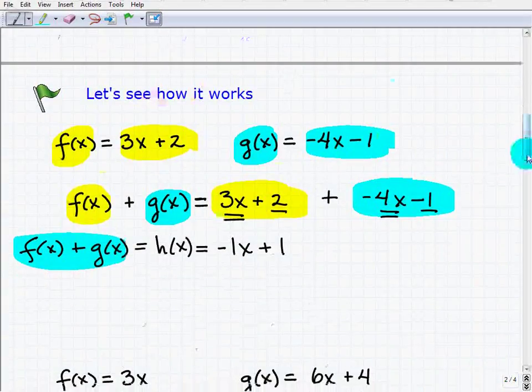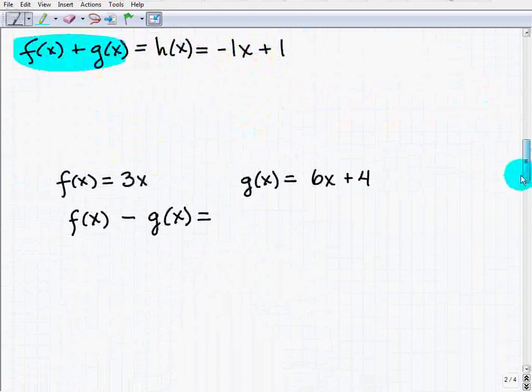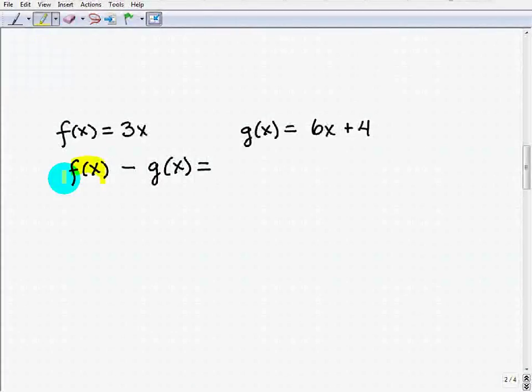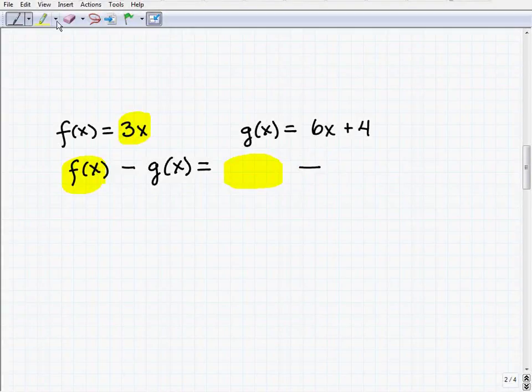All right, so now that you have a pretty good feel, hopefully, for what we're doing here, why don't you take a moment and see if you can do this problem, okay? The difference of f of x and g of x. You're going to subtract one function from another, so go ahead and set it up. All right, so here we have the f of x function, that's 3x. You're going to write that there. And then we're going to subtract the g of x function, okay? You're going to write that there.